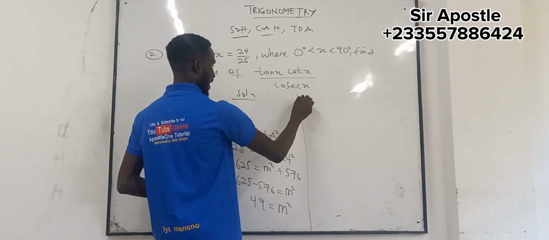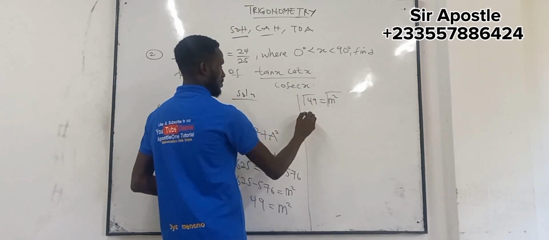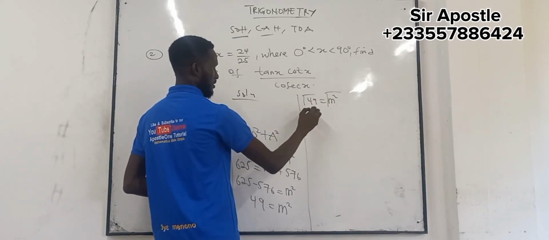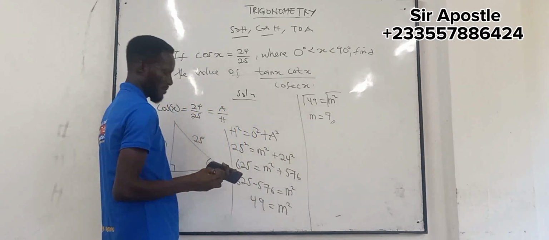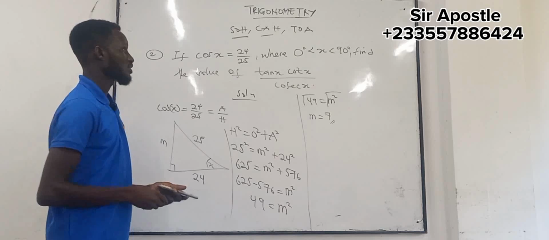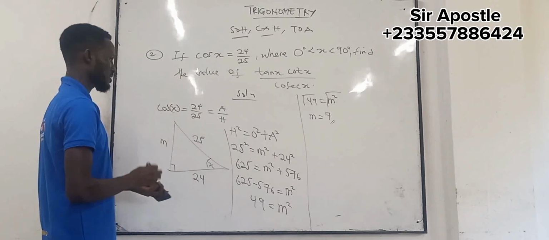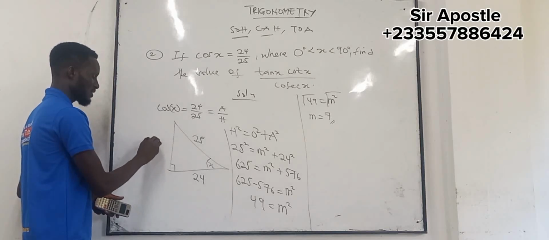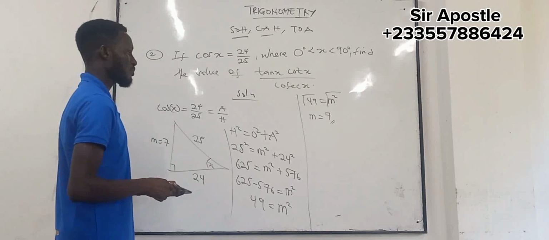We square root both sides. Root 49 is equal to m. So we have m is equal to 7. We are not including plus or minus because it is in the first quadrant, and in the first quadrant it is positive. But don't even think about this one. You're talking about length. We don't have negative length. All the lengths are positive.